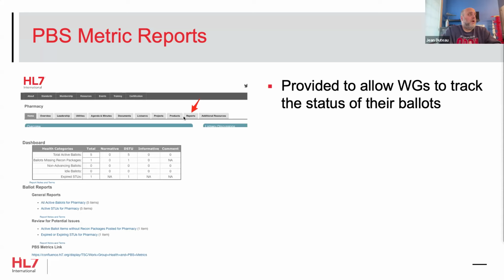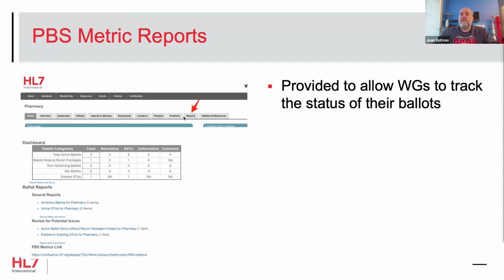So ballots that are missing reconciliation packages, you have a certain amount of time and then it becomes a sort of red flag. Where is the reconciliation package? Why are you taking so long to resolve all your comments? It could be because you've got a giant guide and 300 comments that you're still working through. That's okay. But it's just a note to us as work group co-chairs: hey, this project, we thought we were done. We've forgotten to upload the reconciliation package.